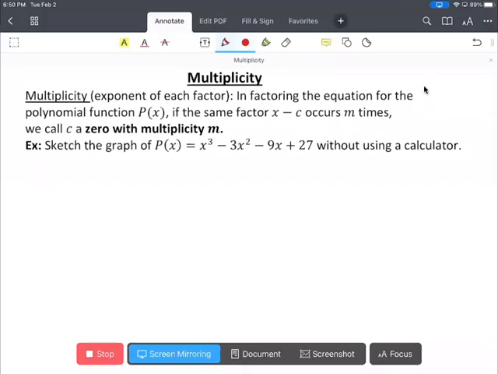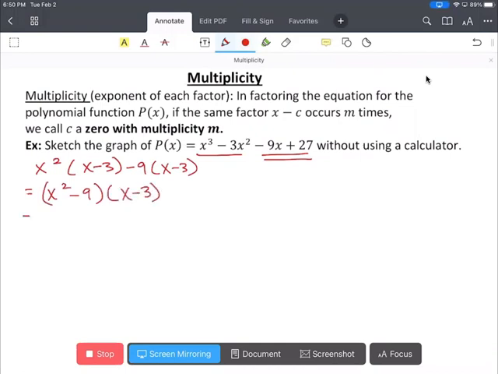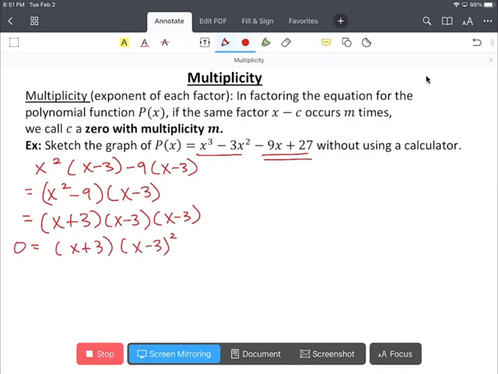In this video, we're going to go over multiplicity of polynomials. And for the given example, we're going to factor by grouping first two and last two. We can factor x squared minus 9 further. And by setting equal to 0, we can find zeros with multiplicities.